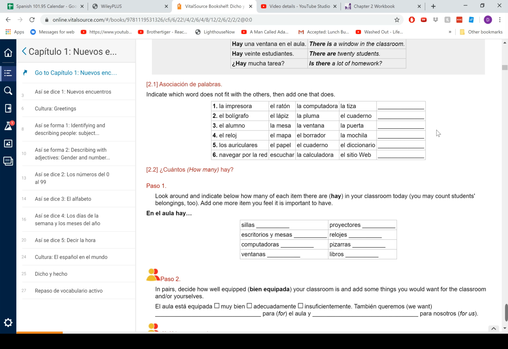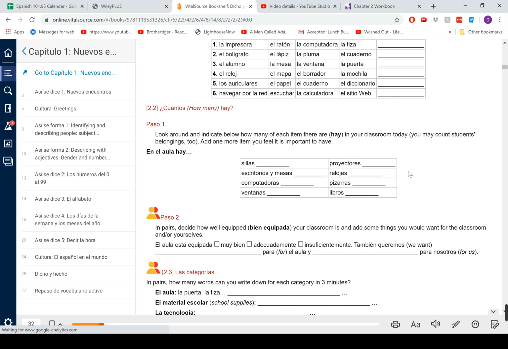Cinco. Los auriculares. The rest are all paper objects. The auriculares are not. Número seis. This one's a little bit tough. The book says la calculadora, but you could also say escuchar doesn't fit either. I don't know, whatever. As long as you're thinking of what these mean.